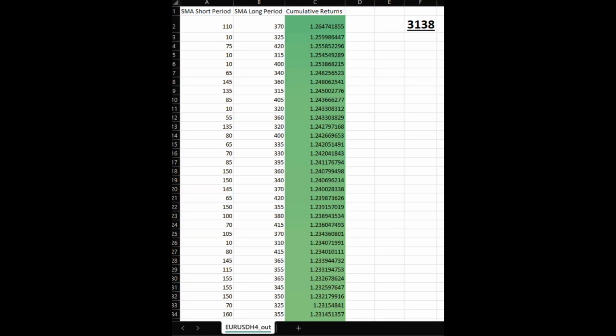This particular trading strategy gave an 18% increase in the account size. By going through all of the SMA combinations, there were literally 3,138 combinations of SMA values that resulted in overall profitable trades.